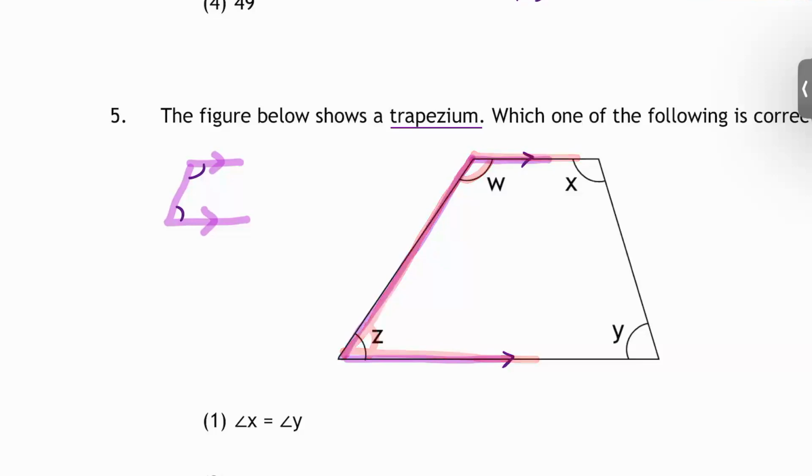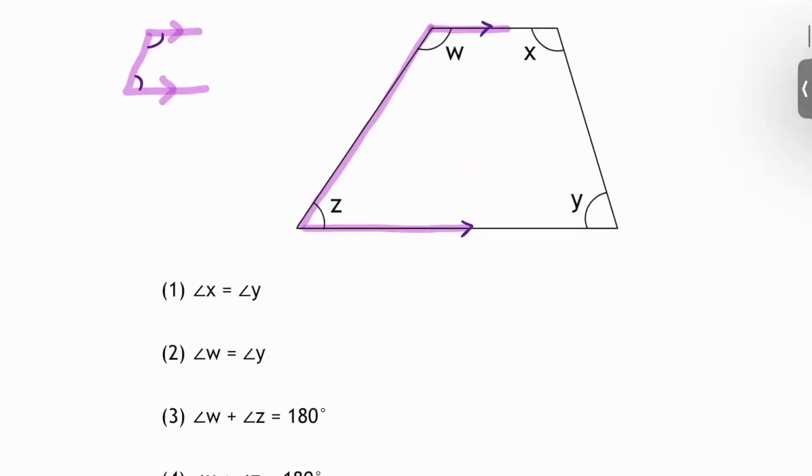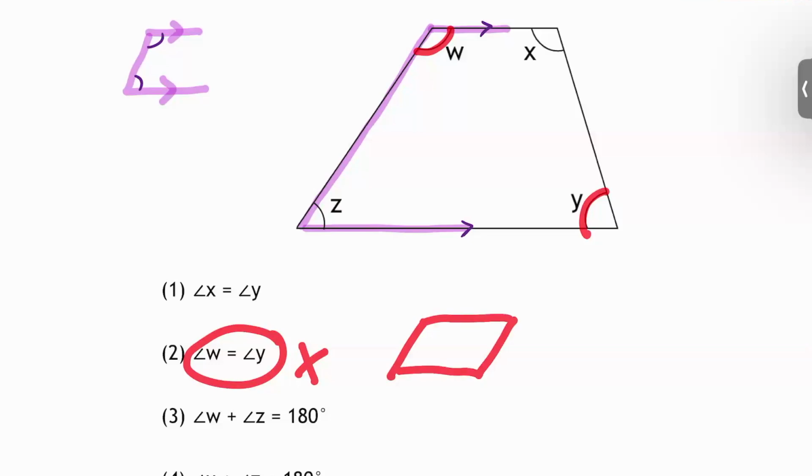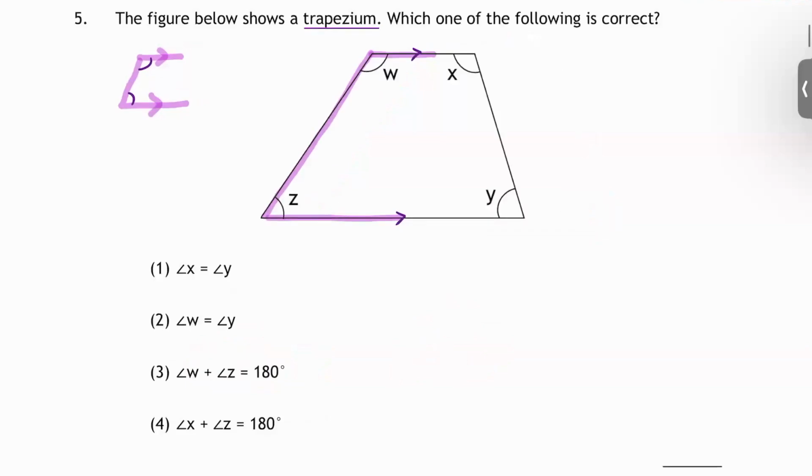Okay. So this is untrue because it's not that they are equal, it's that they add up to 180. The opposite angles are also not equal because this is not a parallelogram. Only in a parallelogram are your opposite angles equal. So the answer is option number 3.